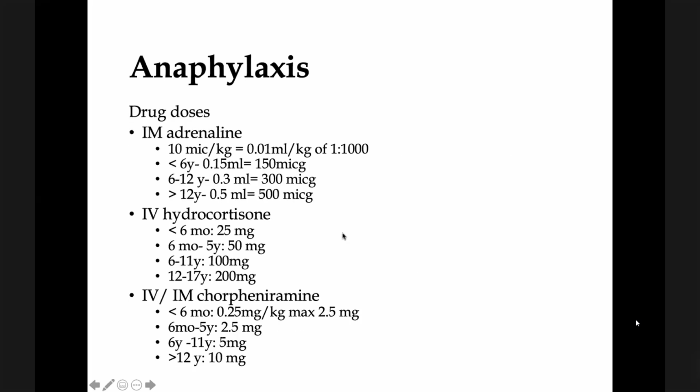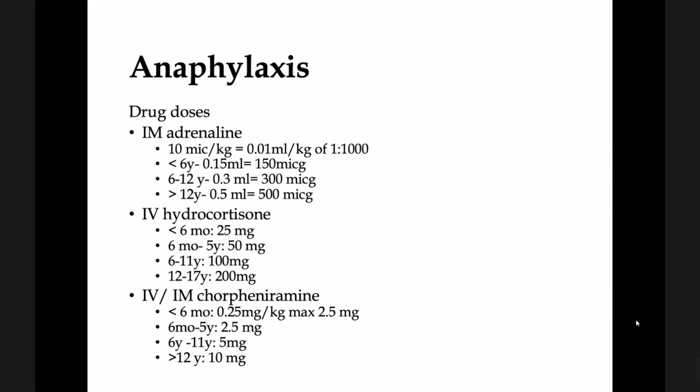So let's now talk about the doses. You will have to remember the IM adrenaline dose. As I said, the easier way to remember is 0.01 ml per kg of 1 in 1000. But of course, during an emergency, or if you don't know the weight, you can give the dose according to the age. If the child is less than 6 years, we give 0.15 ml. 6 to 12, you give 0.3, and of course, more than 12, you give 0.5, right?